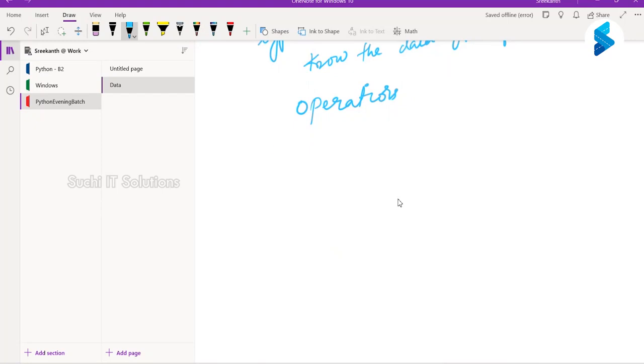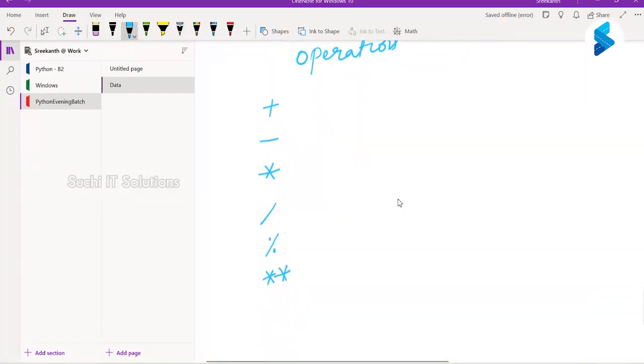You have plus, minus, star, which is multiplication, and slash, which is your division, and you have the modulo operator, and you have star star. So this is a special operator in Python. And you also have slash slash. These two are special operators. We'll come to it.